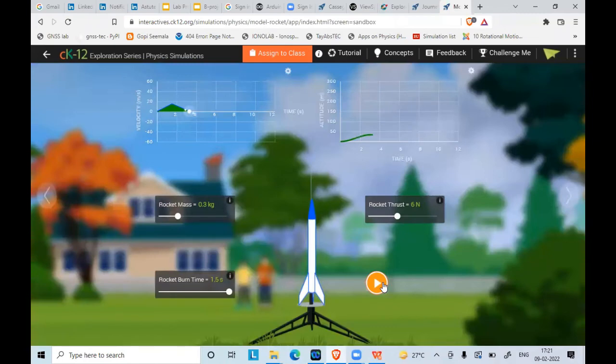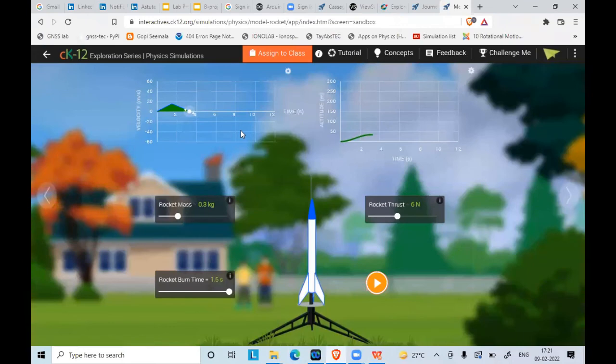So can anyone describe the motion? We have two graphs. One is the graph of velocity versus time, and another is the graph of altitude versus time. Can anyone describe the motion?